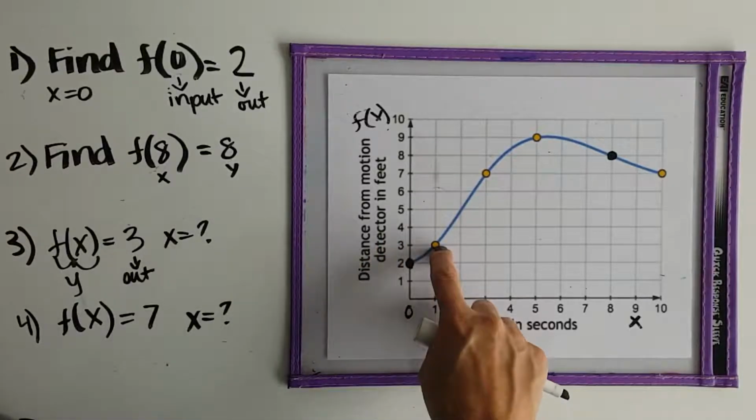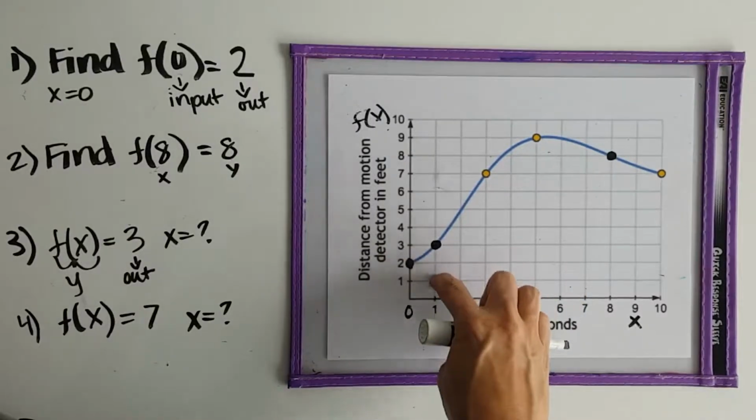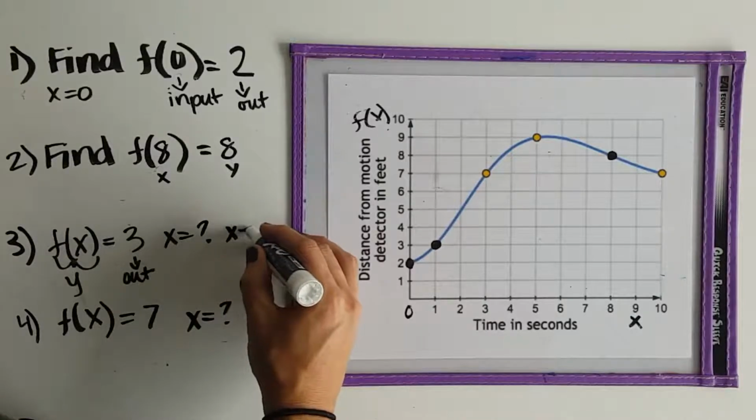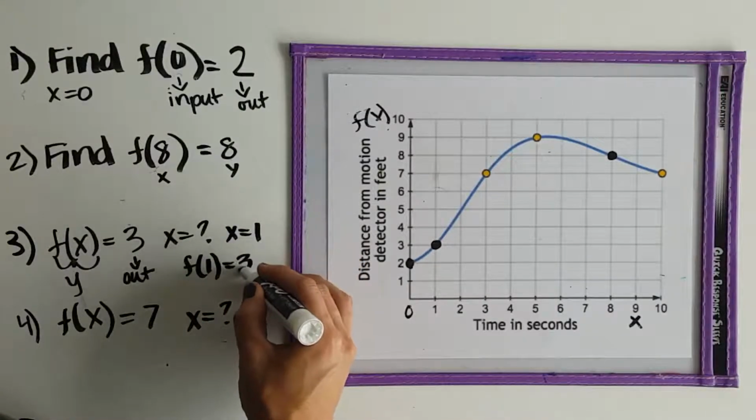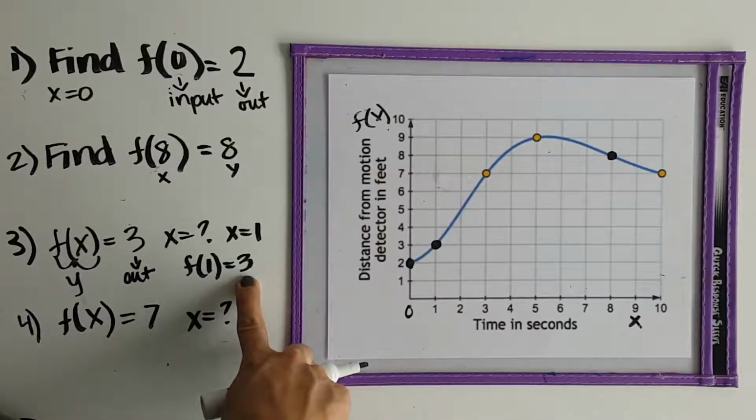I'm going to scoot over to find the x value that gave me that. Here's the point on my graph. The input value at that point is 1, so x is equal to 1. In function notation, that would say f of 1 equals 3. So at 1 second, the person is 3 feet away from the motion detector.